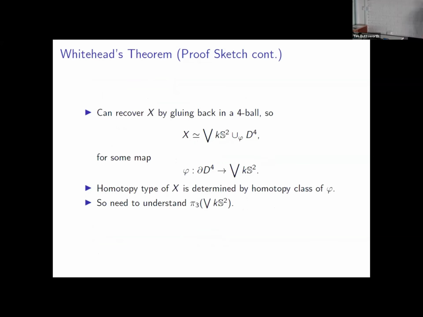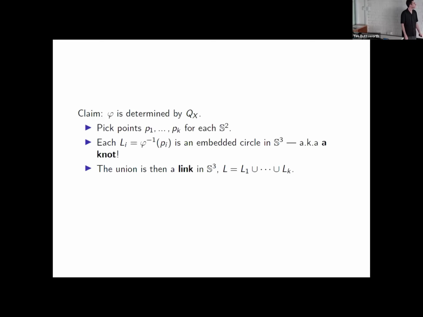Okay, so this is S3, right? So a map from S3 into something. So the homotopy type of X then is determined by the homotopy class of this map phi. So everything turns back into understanding homotopy groups here. So we have to understand this homotopy group here. And so the claim, right, is that this map phi is determined by the intersection form of the four-manifold. How can we see this?